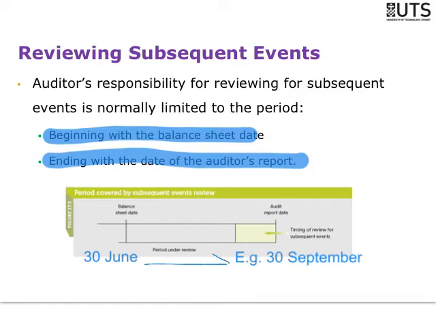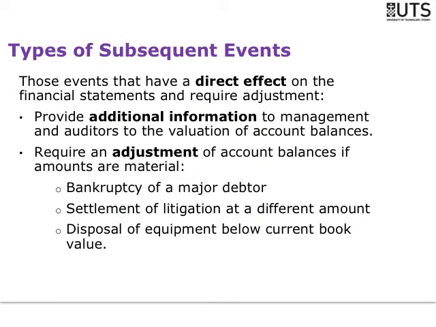So within this 90 or so day window, any event that occurs, we need to be aware of, and we need to report these events if they impact year-end balances. Okay, we need to report them if they impact year-end balances, meaning that one of the financial statement accounts is now different as a result. Okay, so those events that have a direct effect on the financial statements require adjustment, meaning that they impact year-end account balances.